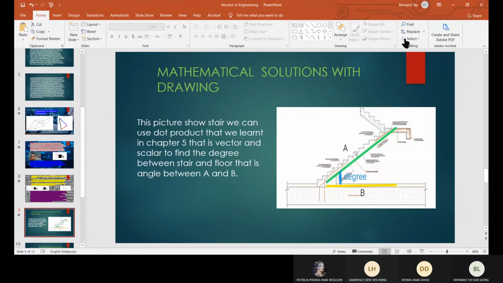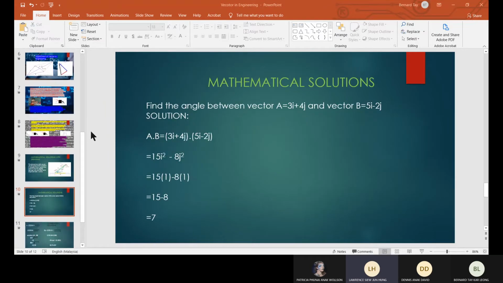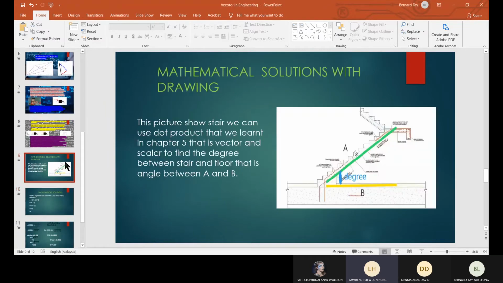Lawrence? Okay, thank you for the sharing, Bernard. Now is the mathematical solution with drawing. From the picture, we can see a stair and floor. We can use the dot product that we learned in chapter 5, which is vector and scalar, to find the degree between stair and floor. That is the angle between A and B.